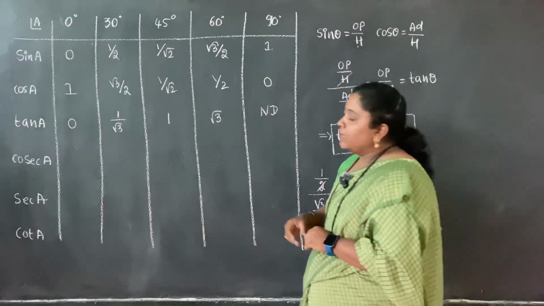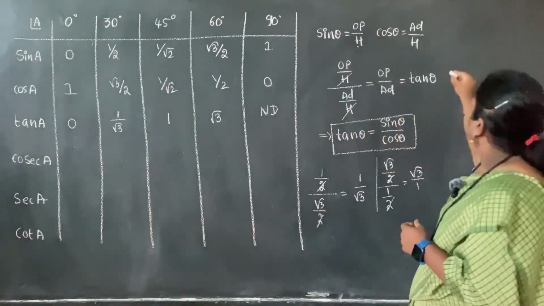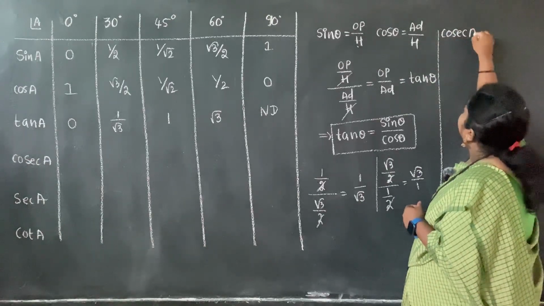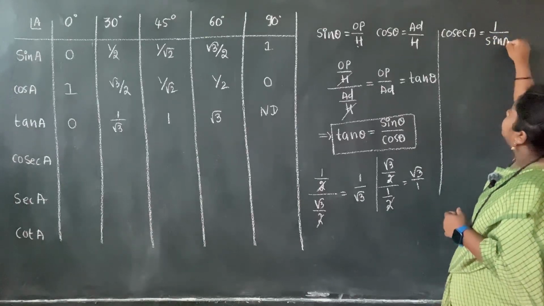Understood? Okay, next we'll write the cosec, and you already know the link, dears: cosec of any angle is the reciprocal of the sine value.